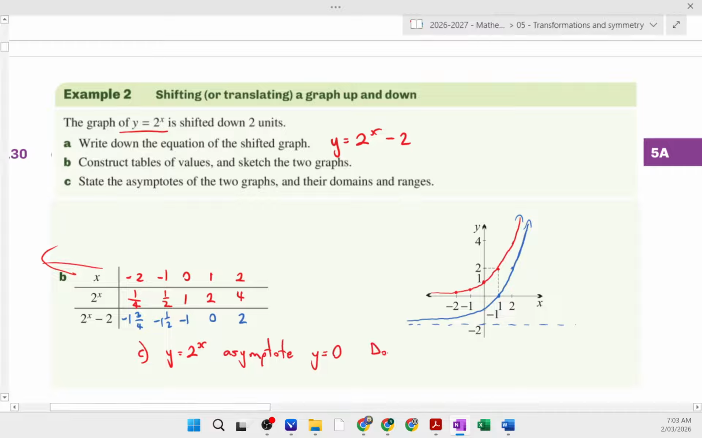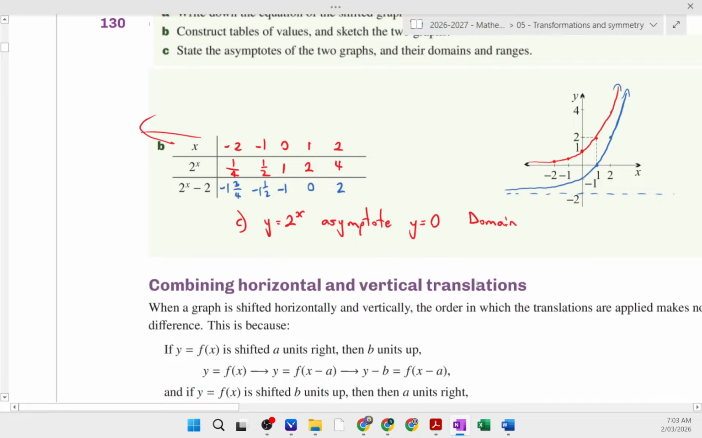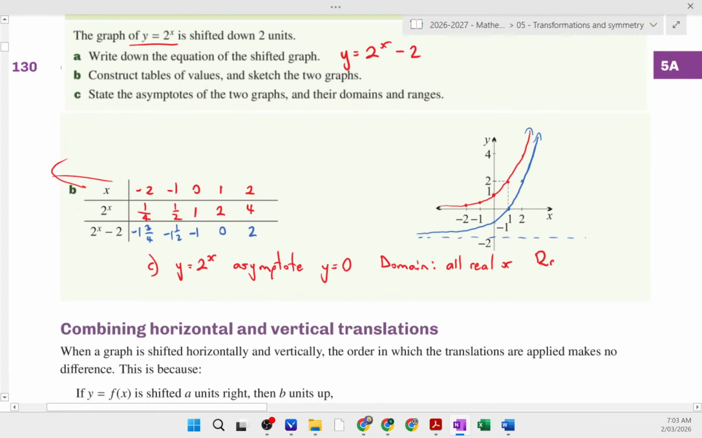Then the domain, can't scroll, that's annoying. Domain is, and then it does it all by itself. The domain is all real x, and the range is y is greater than 0. Well, we can't get a negative. You can see that we're going to get smaller and smaller fractions, but we're never going to get to negative.